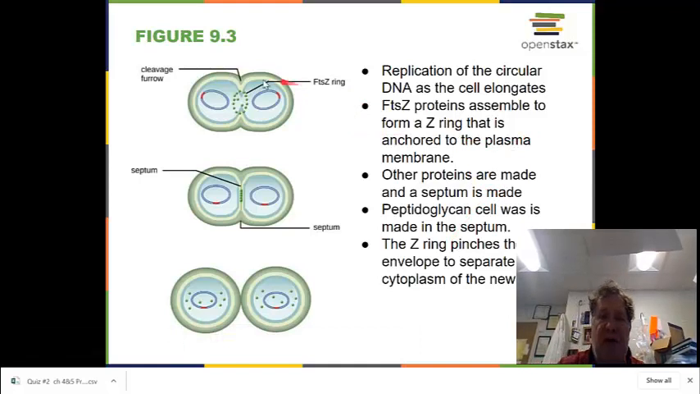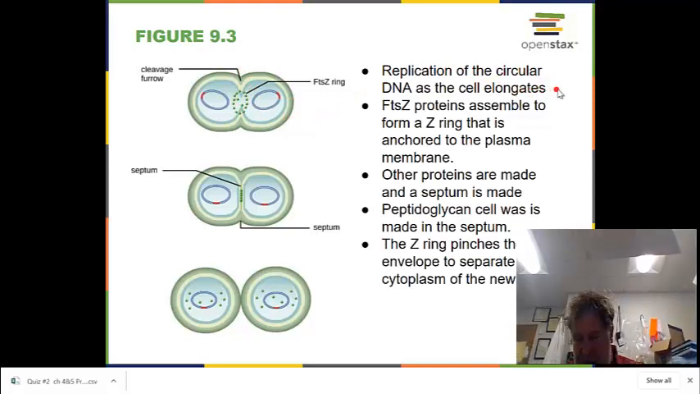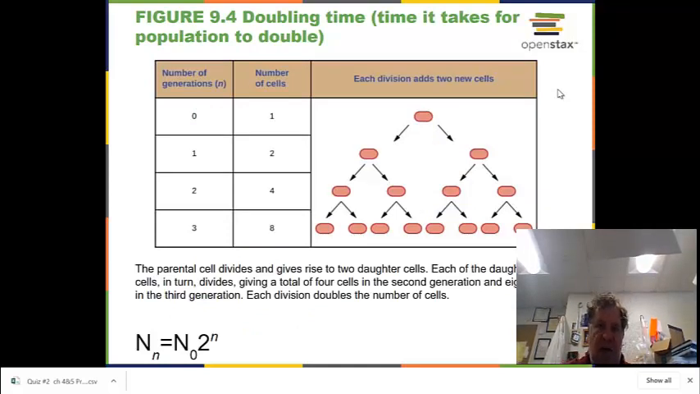In figure 9.3, we see a little of how this happens. You have replication of the circular DNA. Once the bacterium gets big enough and everything else is made, it will make its DNA. We then see a protein called FtsZ protein that assembles, forming a ring that's anchored in the plasma membrane. This then constricts and produces a septum in the middle, where the peptidoglycan will be made, and the Z-ring pinches the cell envelope to separate the plasma into new cells with new peptidoglycan. The cells are roughly equal to one another.